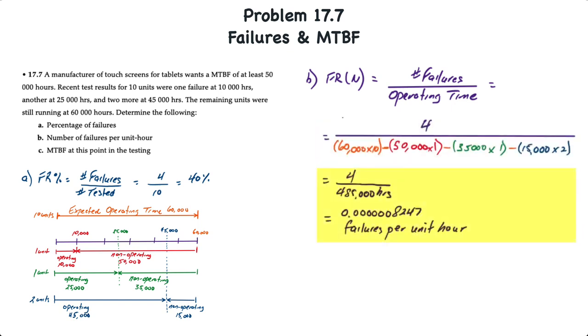So that's 4 units divided by 485,000 hours. Which results in a pretty small number, 0.000008247 failures per unit hour.